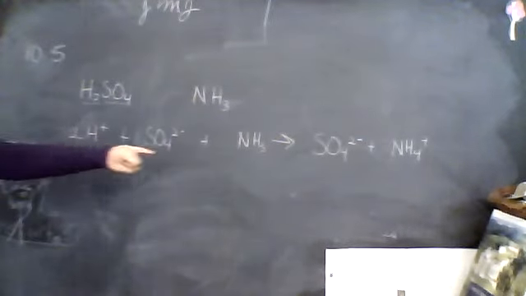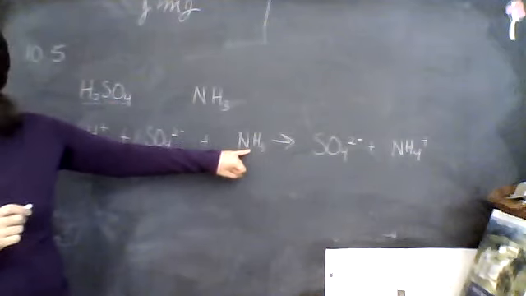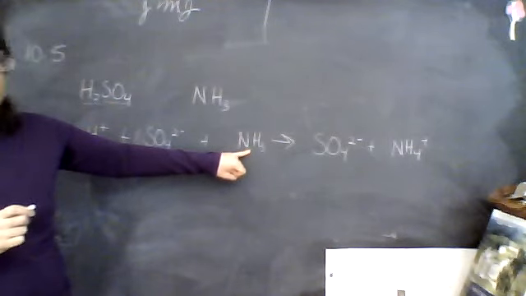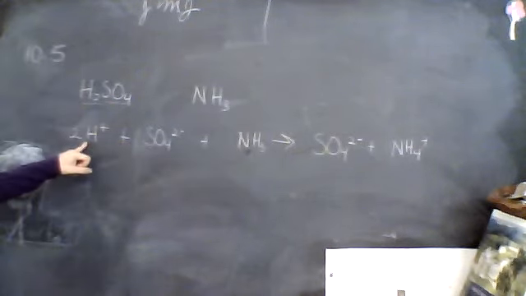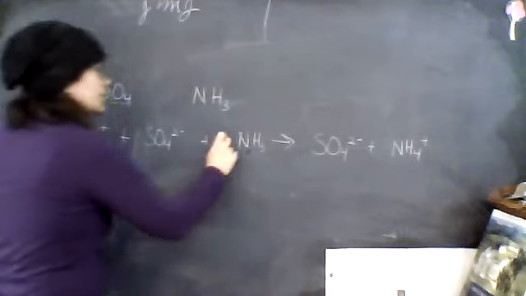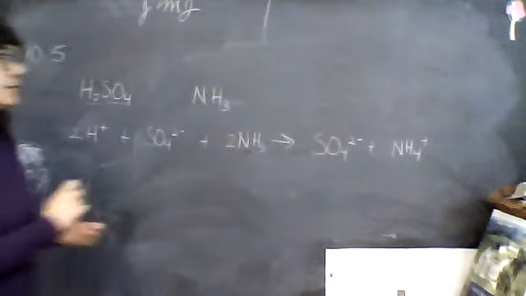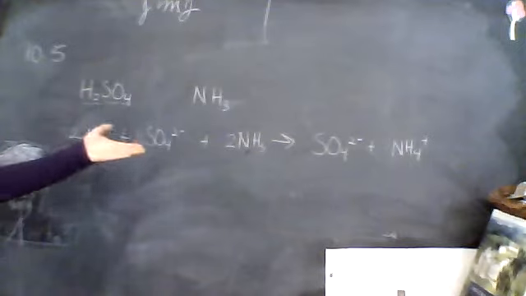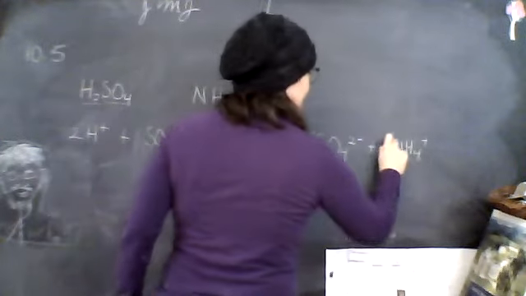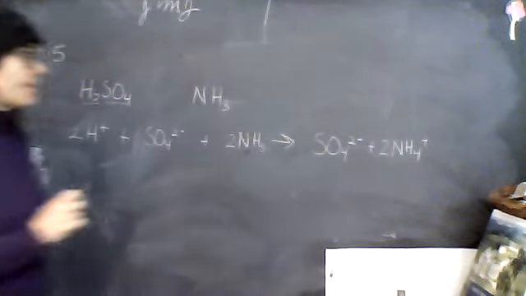Right. So this can only take 1 hydrogen. Okay? So let's say it takes 1. What happens to the other one? I know, we need to have 2 of these. Right? So if we have 2 of these, then we'll end up with 2 of these. Right? Yes.